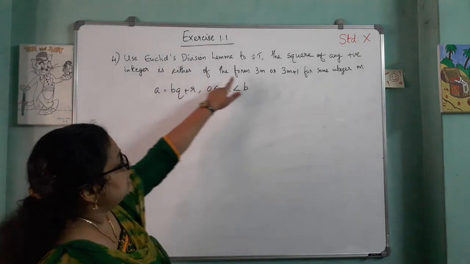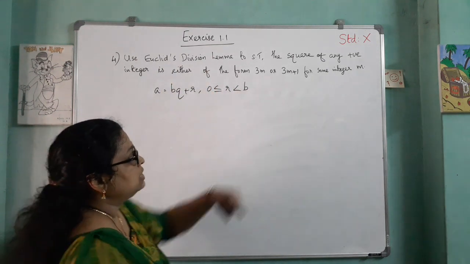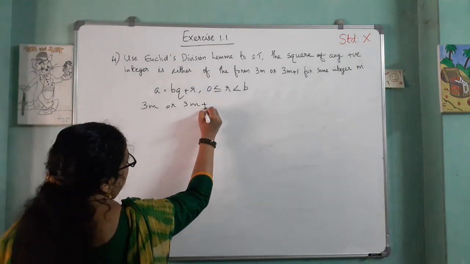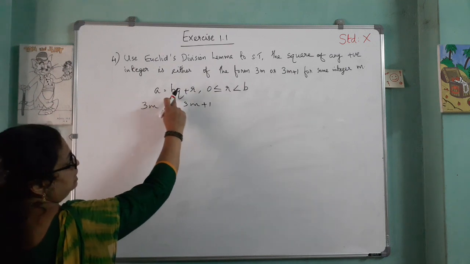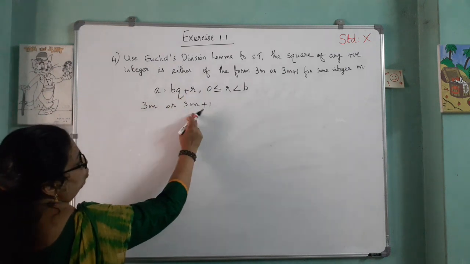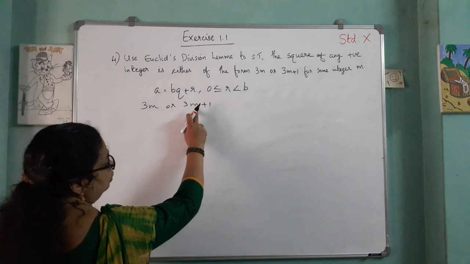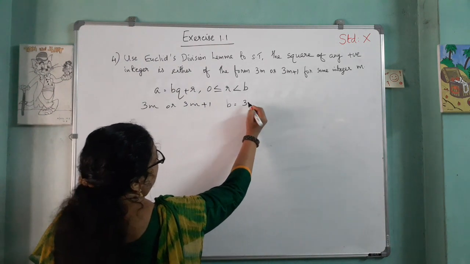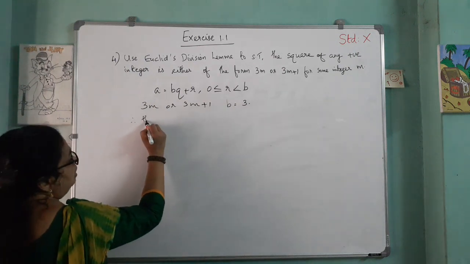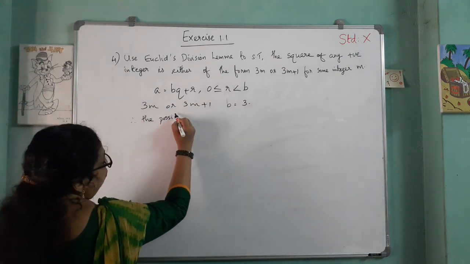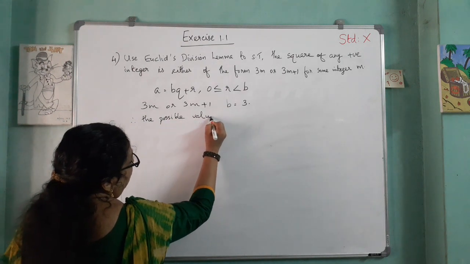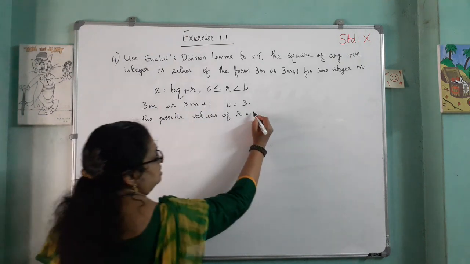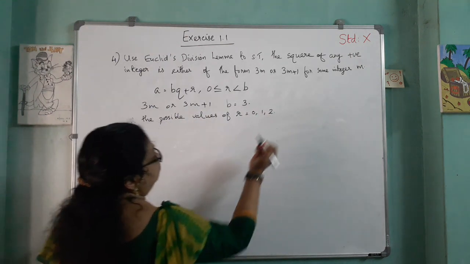Now in the question, the form is 3m or 3m plus 1. So this is of the form a is equal to bq plus r. Here bq is 3m, so here b is equal to 3. So the possible values of r, we know that r is less than b, that is 0, 1, 2.